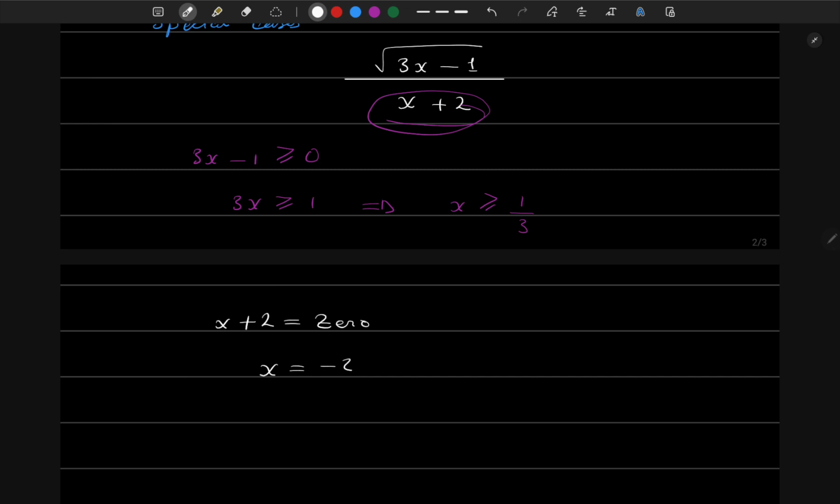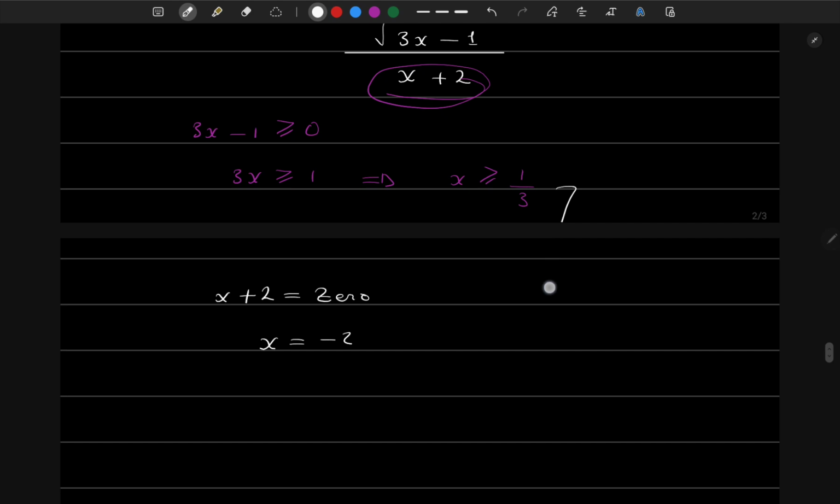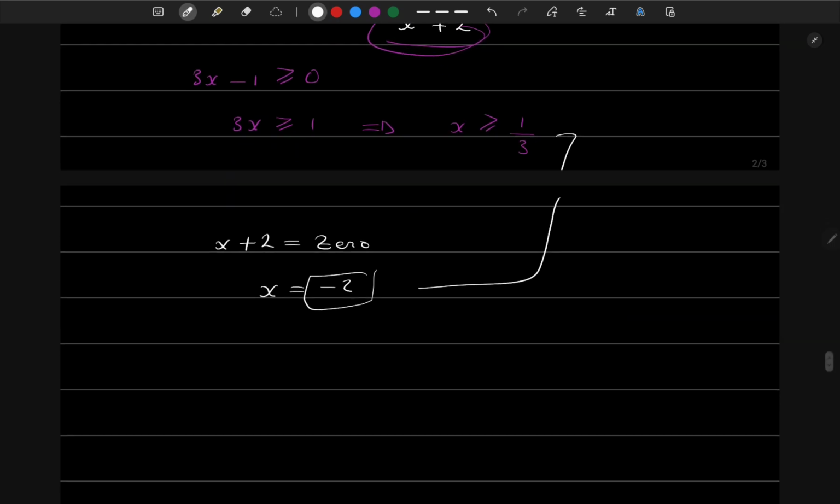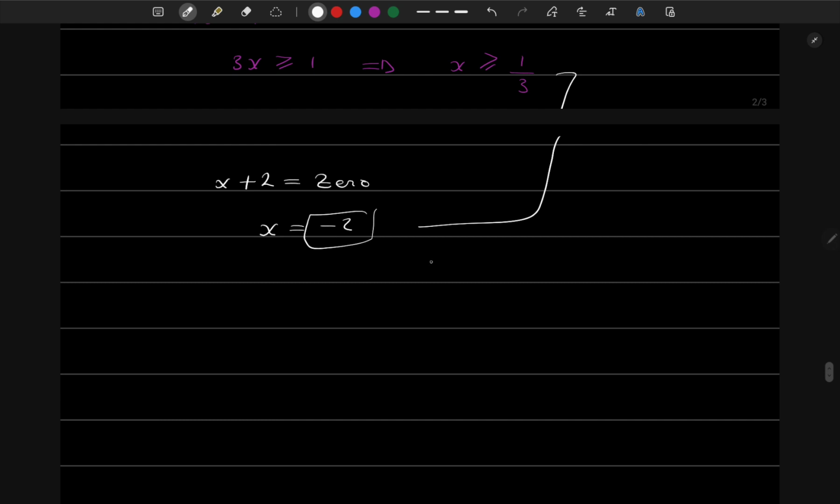So now I have two conditions. The first condition is x has to be greater than or equal to 1 over 3, and the second condition is x is not supposed to equal negative 2. Luckily those two conditions work with each other because negative 2 is already smaller than 1 over 3. So I can just say that the domain is 1 over 3 up to infinity.